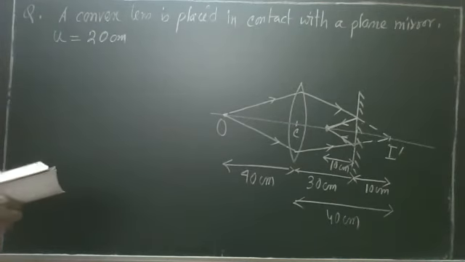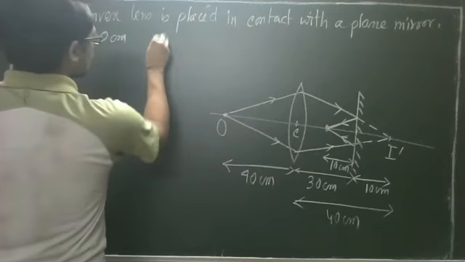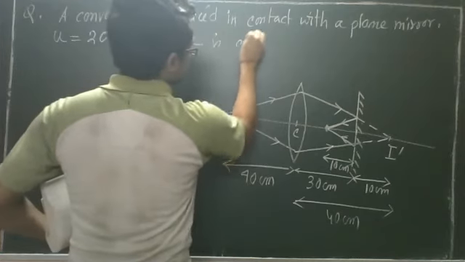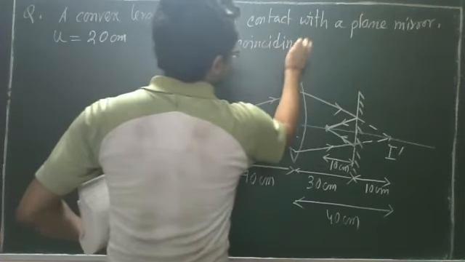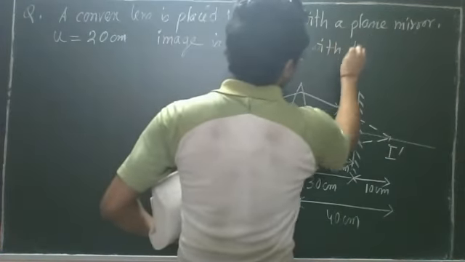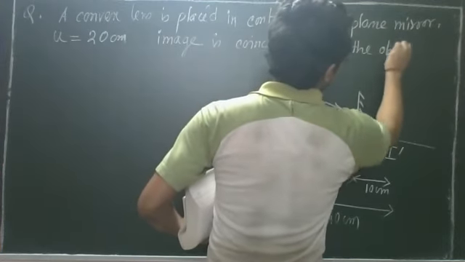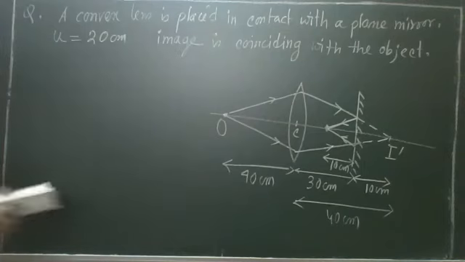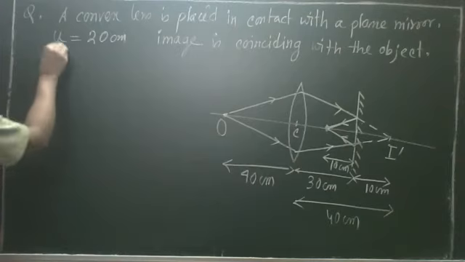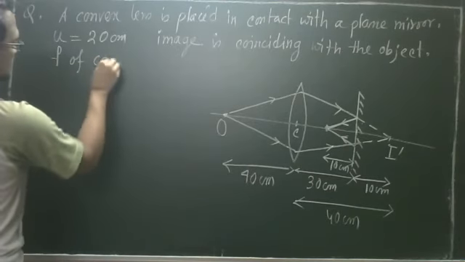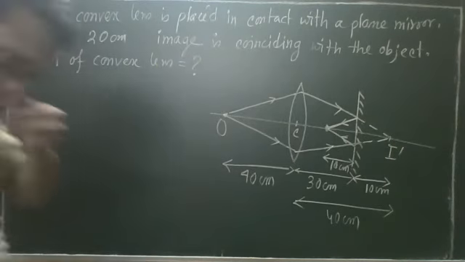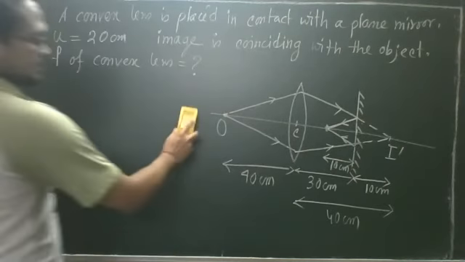Has its image coinciding with itself. So image, this is the important part. Image is coinciding with the object. This is the important point. Image is coinciding with the object. Find the focal length of convex lens. So F of convex lens, that we have to find.